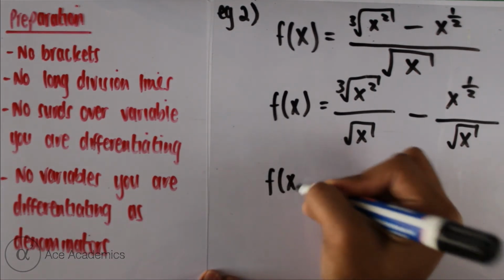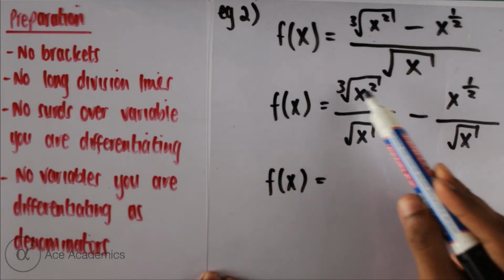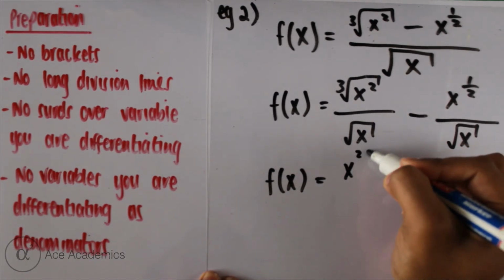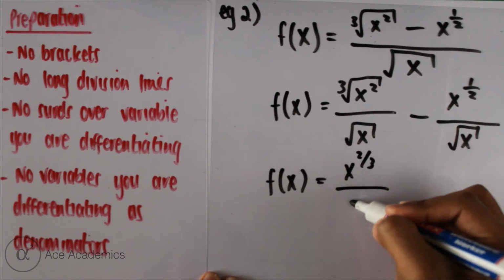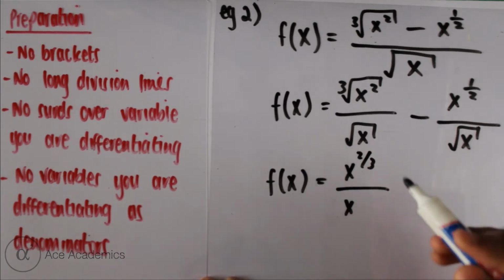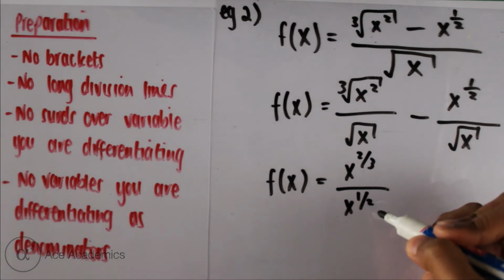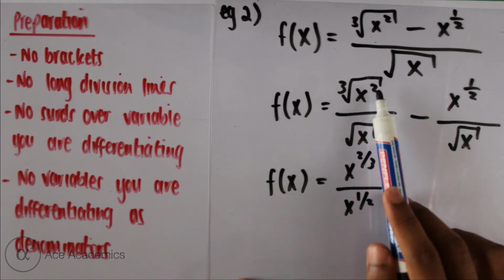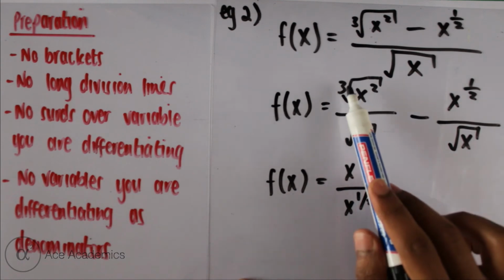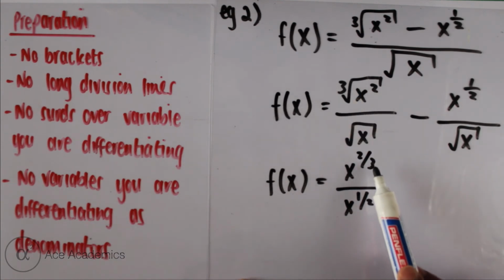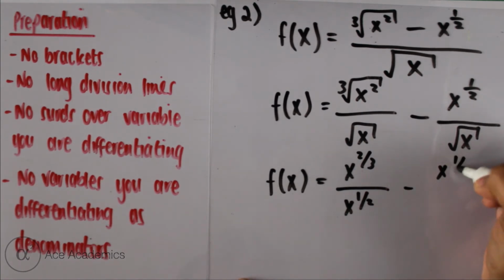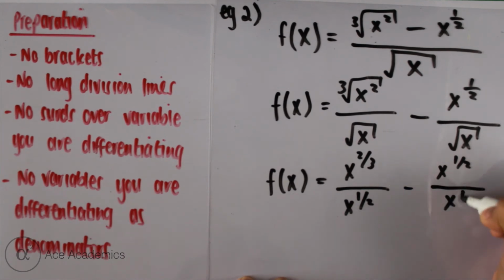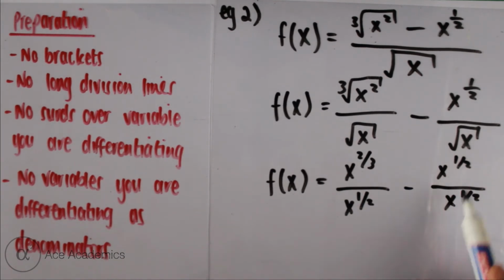So this becomes f of x equals to, now the cube root of x squared simply becomes x to the power 2 over 3, all divided by x to the power. Now the square root of x becomes x to the power 1 over 2. If you notice, the power of the x becomes the numerator in the fraction, and the root power becomes the denominator in the fraction. If you do the same for the next term, it's x to the power half, all divided by x to the power half. And as we see, it's the same term here, so they can cancel out and just become 1.